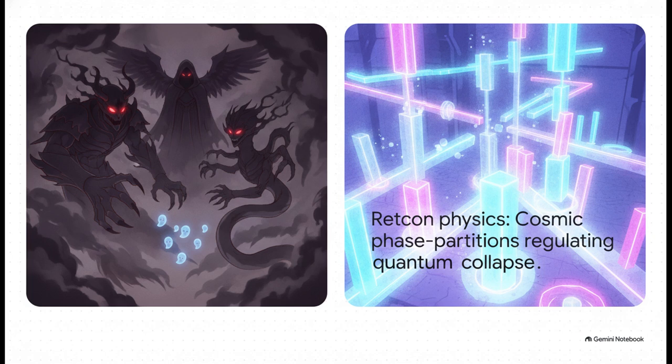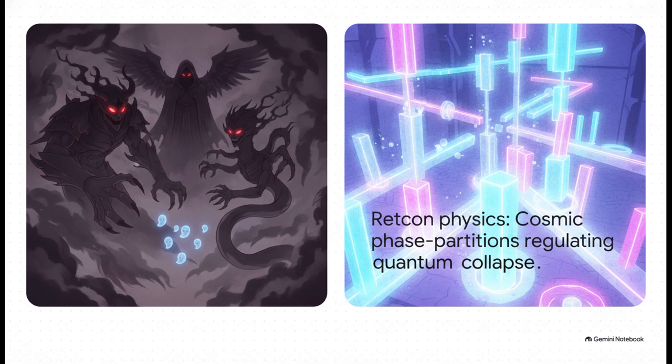On the left here, we see the ancient myth: archons as evil demons, these tyrannical jailers maliciously trapping human souls in a fake material world. But look on the right for the rigorous retcon physics perspective. Archons are simply cosmic phase partitions regulating quantum collapse. They aren't beings at all, they are boundaries. The ancients personified them because, let's be honest, boundaries feel like rulers, and collapse feels like judgment.